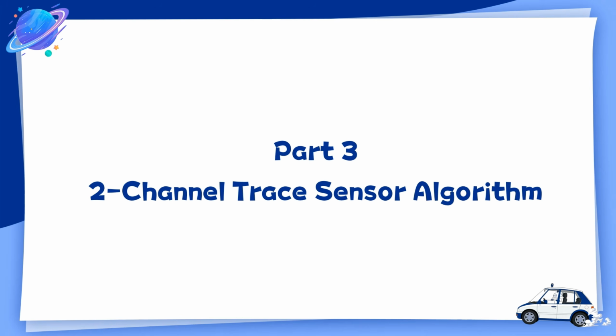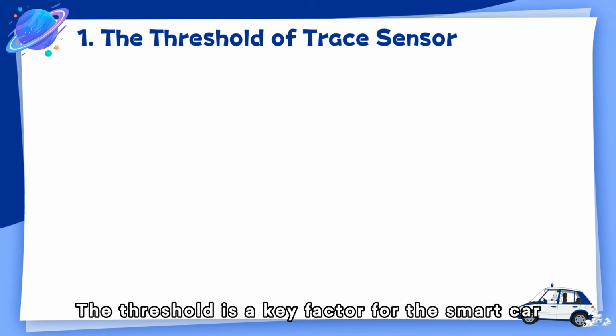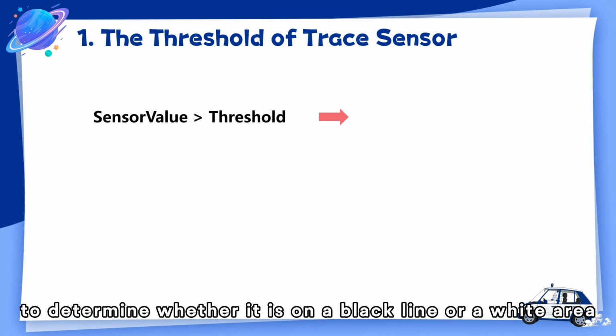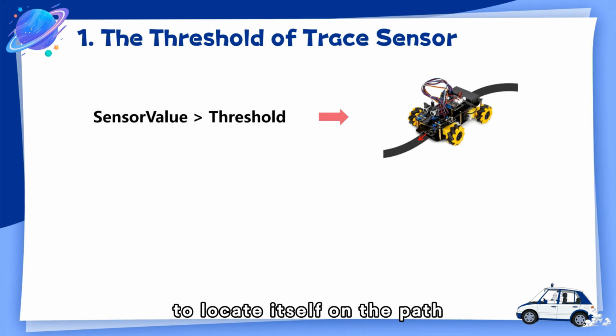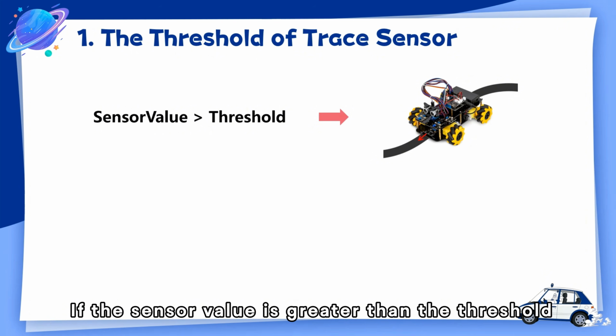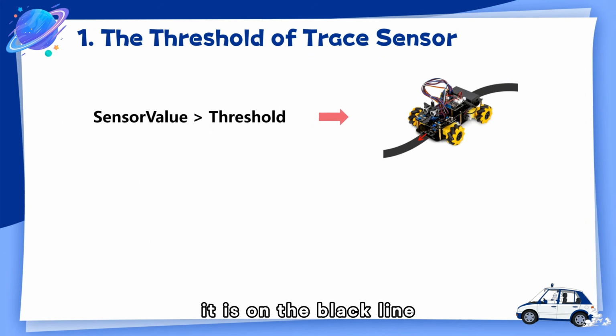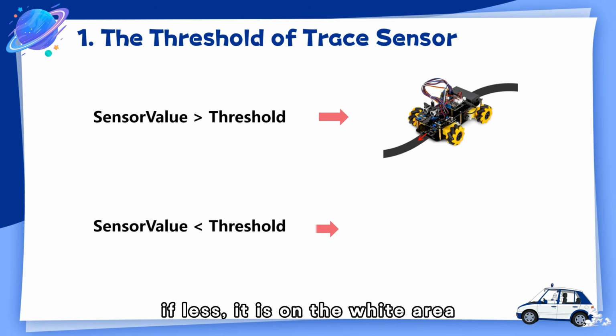Part 3. 2-channel trace sensor algorithm. The threshold is a key factor for the smart car to determine whether it is on a black line or a white area. The car compares the sensor value with the threshold to locate itself on the path. If the sensor value is greater than the threshold, it is on the black line. If less, it is on the white area.